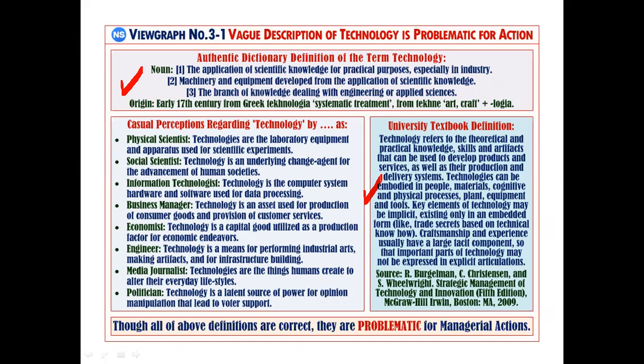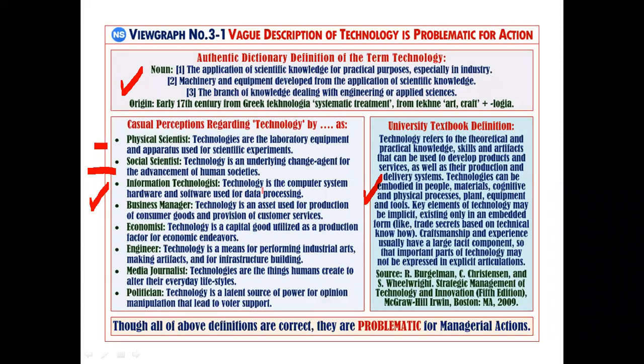I have used it myself for my master's and doctoral students, this book which is written below. But leaving that aside, let's talk about some of the things here, what people think about technology. And that's what I call perception regarding technology. If you talk to physical scientists here, they say technologies are the laboratory equipment and apparatus used for scientific experiments. You talk to social scientists, technology is an underlying change agent for advancement of human society.